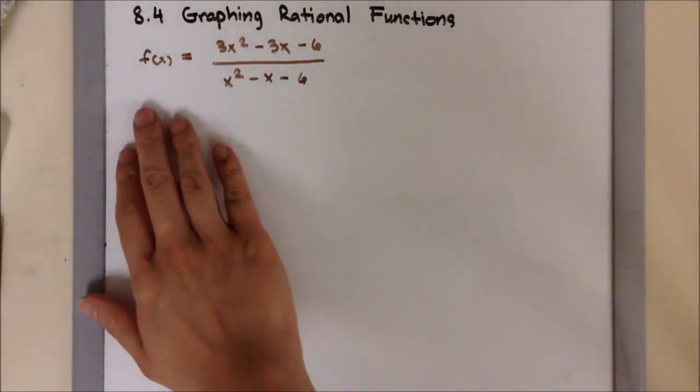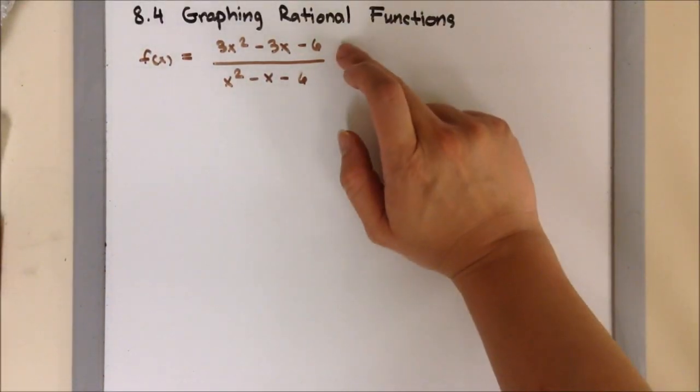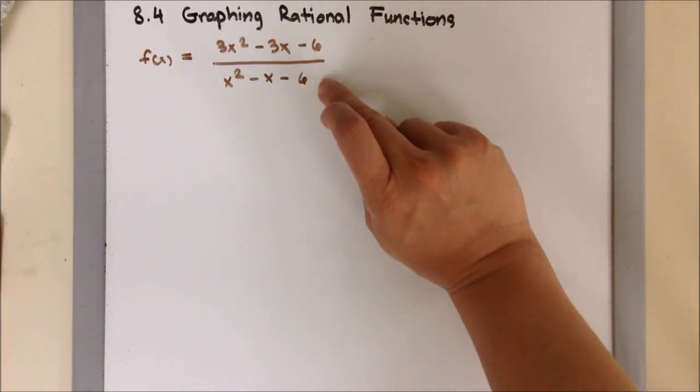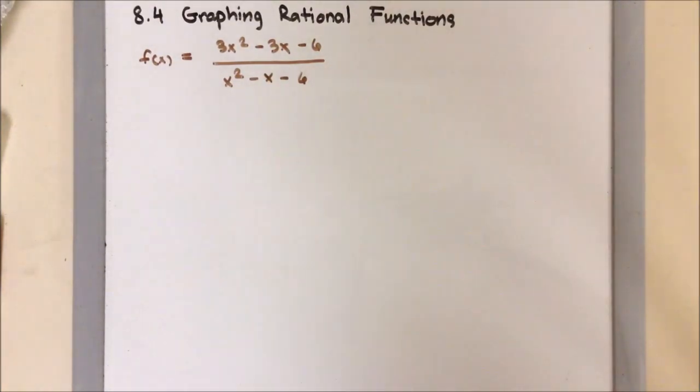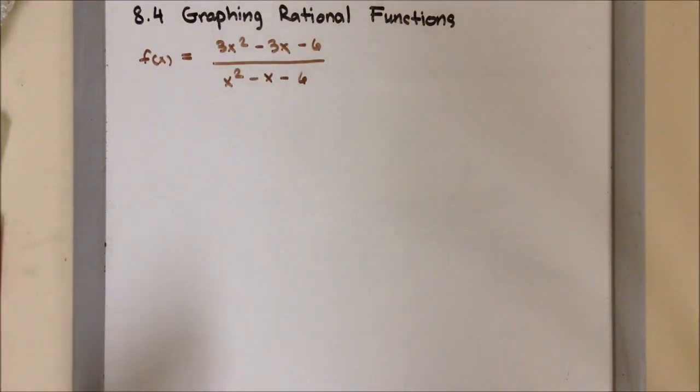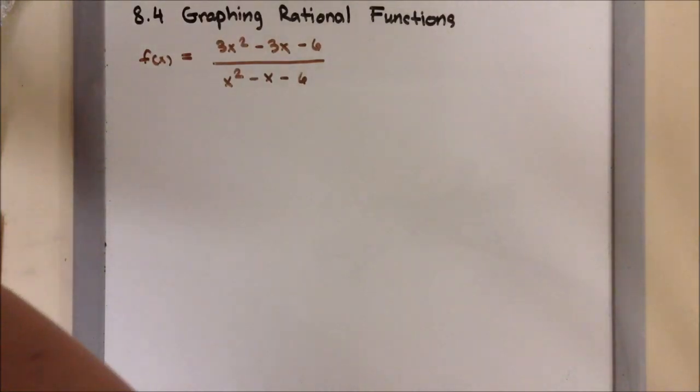In this example, we have f of x equals, in the numerator, 3x squared minus 3x minus 6, and the denominator, x squared minus x minus 6. So, let's solve for horizontal asymptote first.